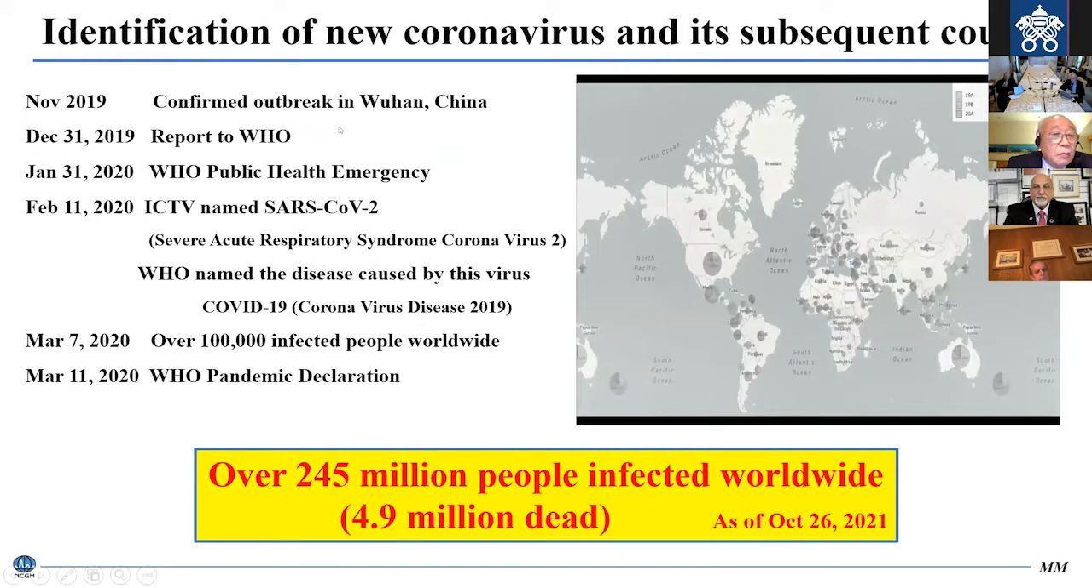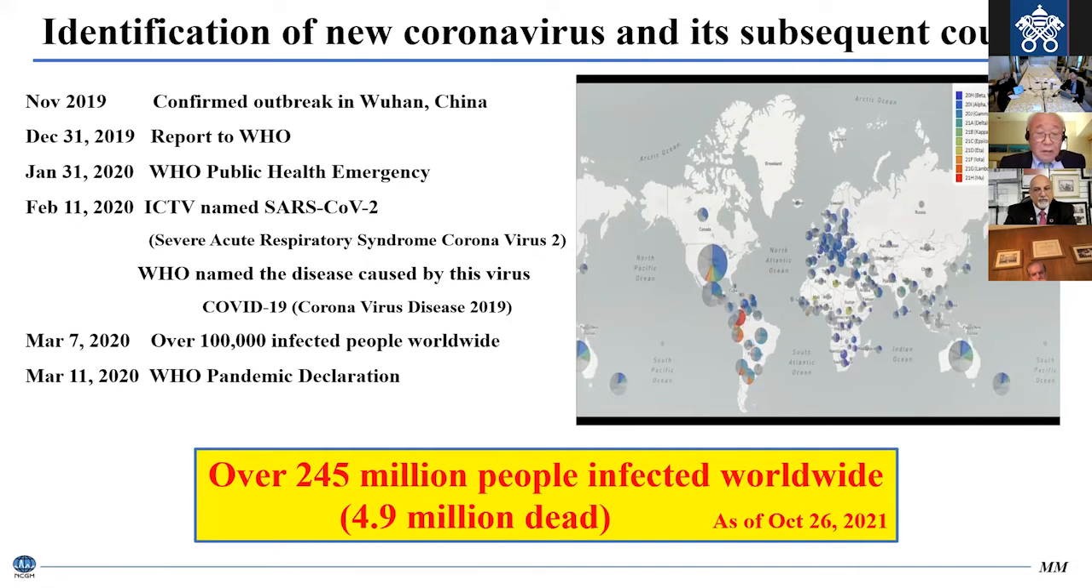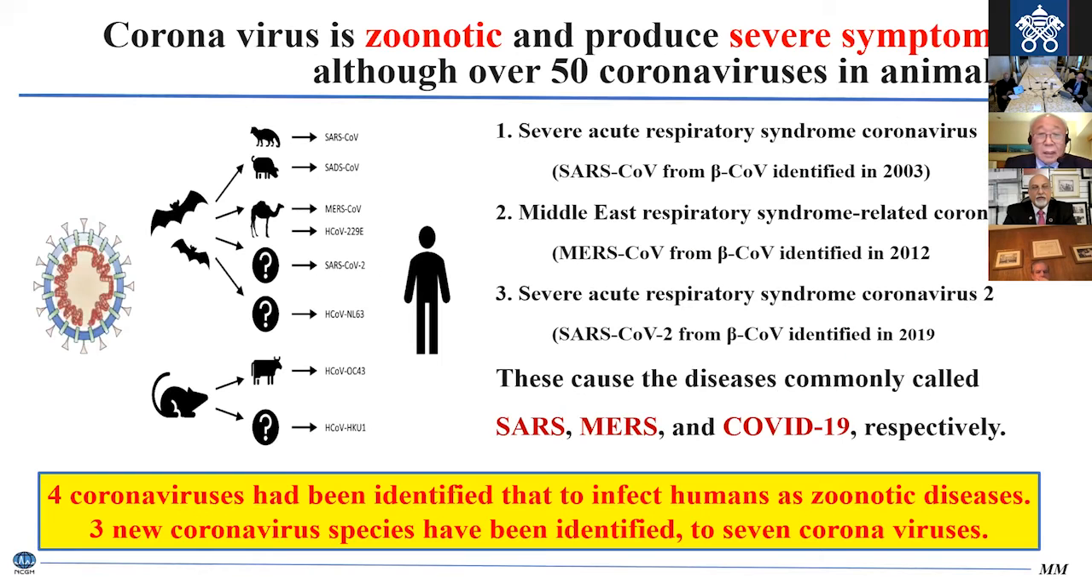Two years ago, in November 2019, Wuhan, China confirmed the outbreak of a severe respiratory disease. It then spread very rapidly all over the world. As of the end of this year, about 500,000 people have died, and this number is still increasing. That was also reported as a coronavirus.